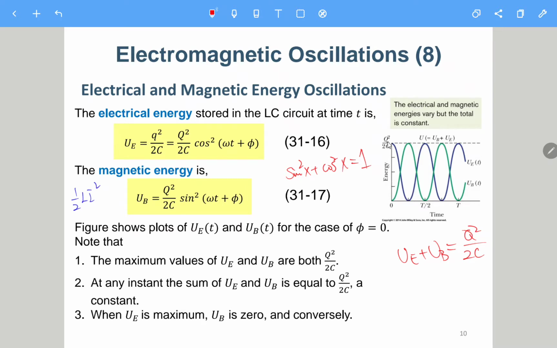Okay, so the blue line is UE, and the green line is UB. And they add up to be 1, because one is cosine squared and one is sine squared. So the figure shows a plot of UE and UB for the case of phi equals 0.